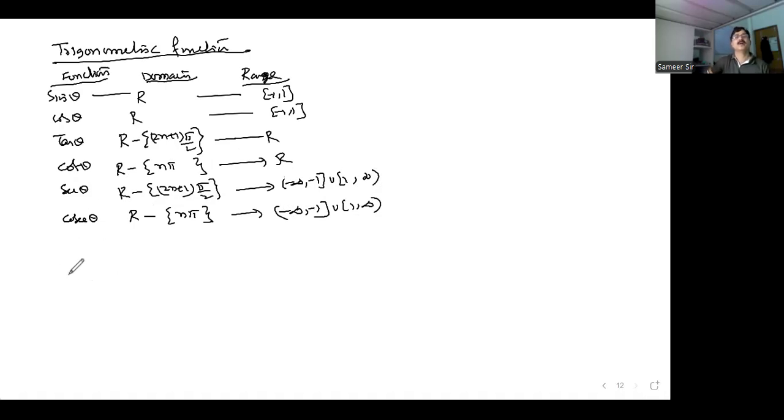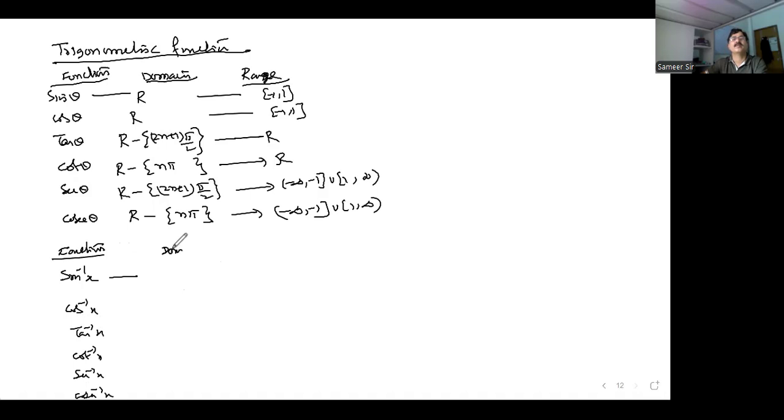Of course, if you write the inverse functions here: sin inverse x, cos inverse x, tan inverse x, cot inverse x, secant inverse x, and cosecant inverse x. Because these are not bijective functions, we have to restrict the domain. After restricting the domain, then we can write everything here. This is the function.